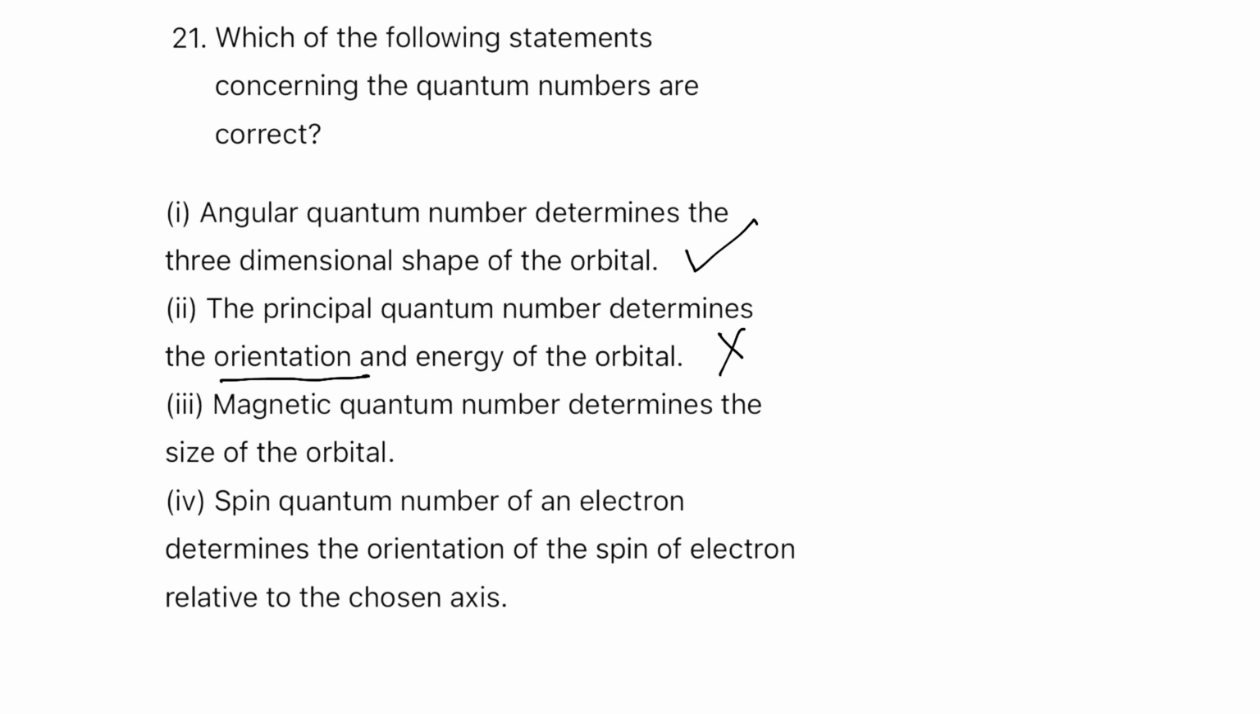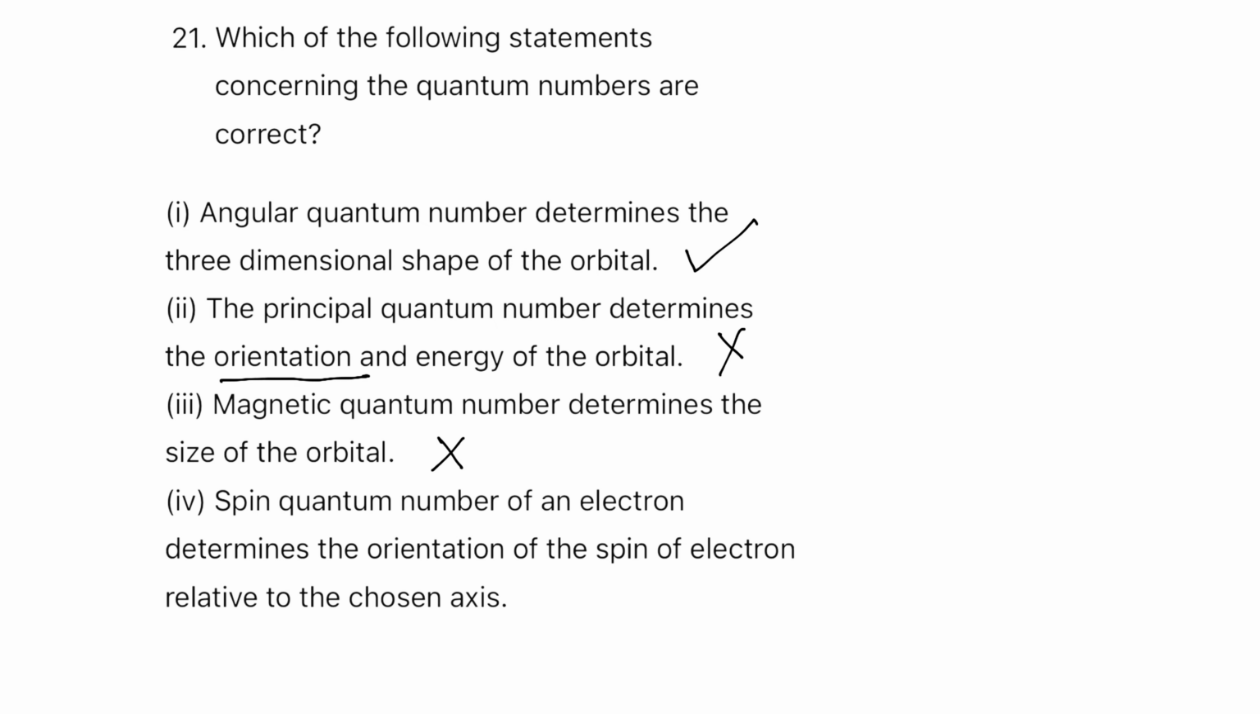Now the third one is what? Magnetic quantum number determines the size of the orbital. Wrong. It is determined by the principal quantum number. The last one is what? Spin quantum number of the electron determines the orientation of the spin. Perfectly correct, right? So option 1 is correct. Option 4 is correct. The question is what? Which of the following statements, which means more than one right answer is there. So 1 and 4. Hope all of you understand.